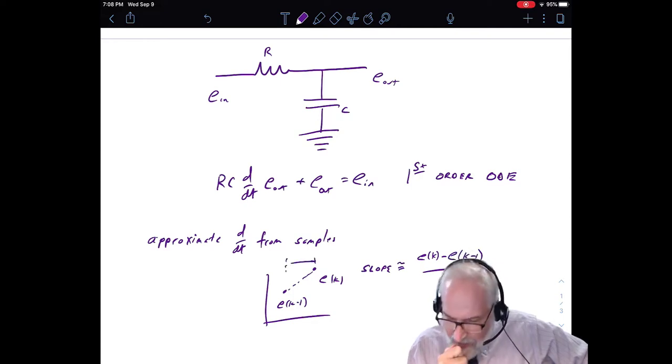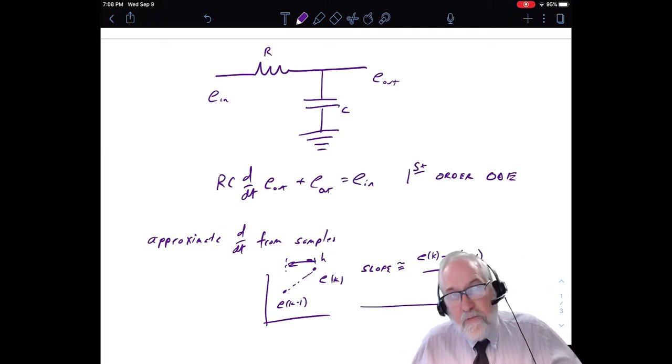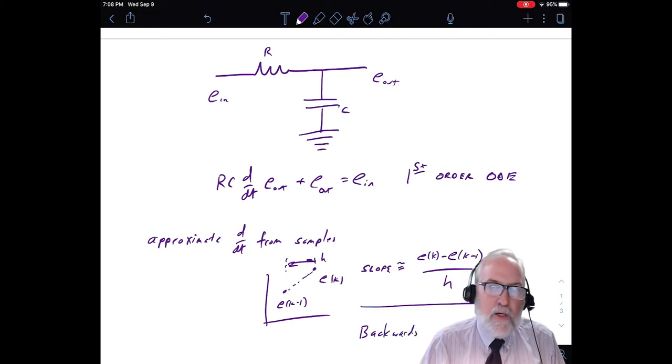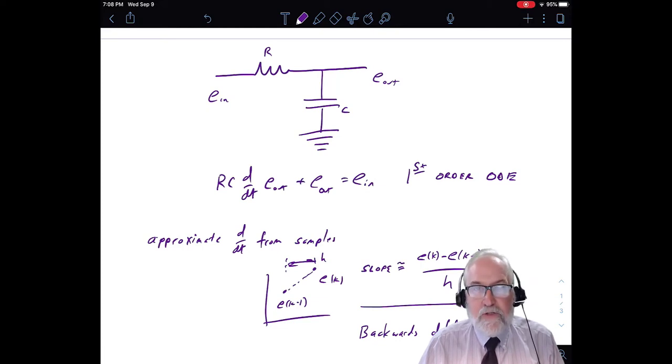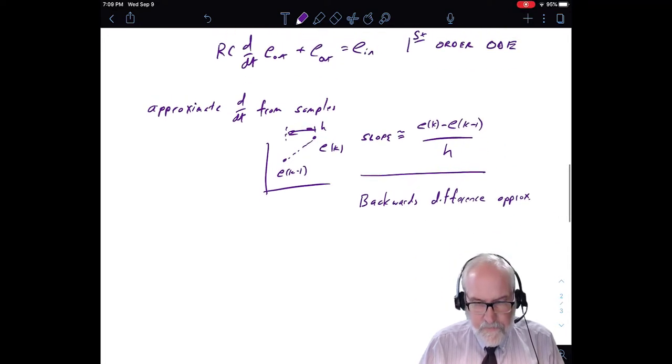So that's the average slope between those periods of time. So it's not a bad way to look at it. And then we can use that to substitute that back into a differential equation and now come up with a sampled version of that first order differential equation. This is called the backwards difference approximation. There's a few other ones available, but this is the simplest one.